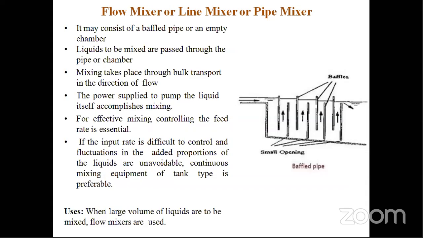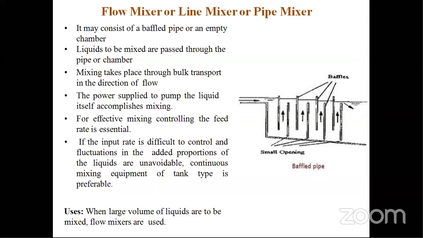Now coming to the flow mixer, or line mixer, or pipe mixer, whatever you say. It is like a pipeline, and this pipeline consists of different types of baffles in this mixing process. This flow mixer is used in case of batch-to-batch production, and a continuous mixing process is used here. It may consist of a baffled pipe or an empty chamber. Liquids to be mixed are passed through the pipe or the chamber. Mixing takes place through the bulk transport in the direction of the flow.